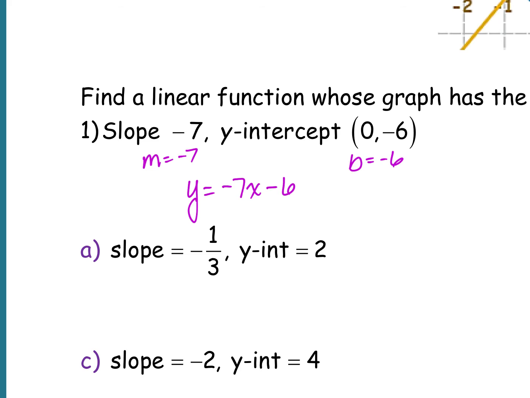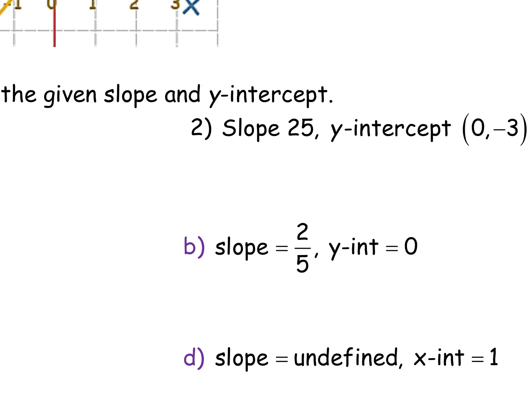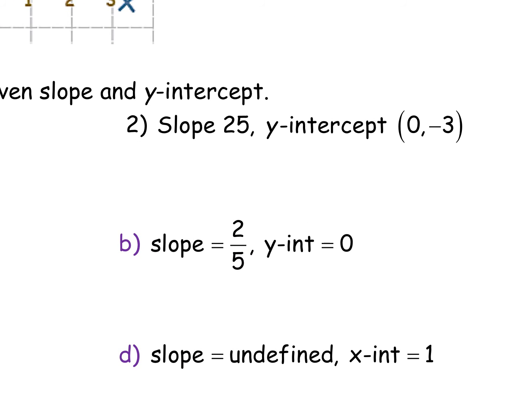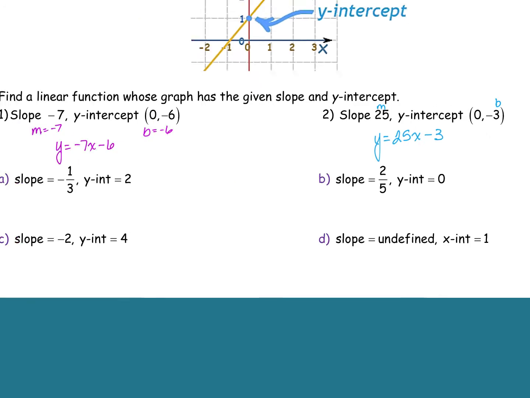All they want us to do is take the information and write an equation from it. So number 2, same thing. Here's b and here's m. So y equals 25x, the variable always goes with my slope, minus 3. Done. Any questions? Pretty easy, this part? Okay, do those 4 problems. I'll give you like a minute.